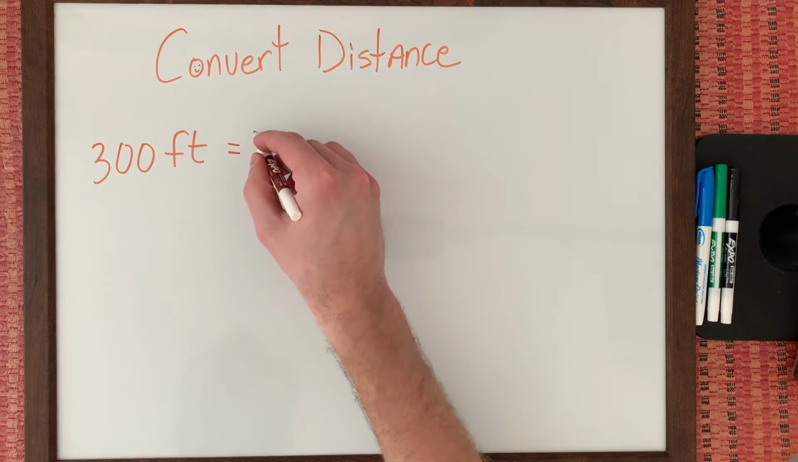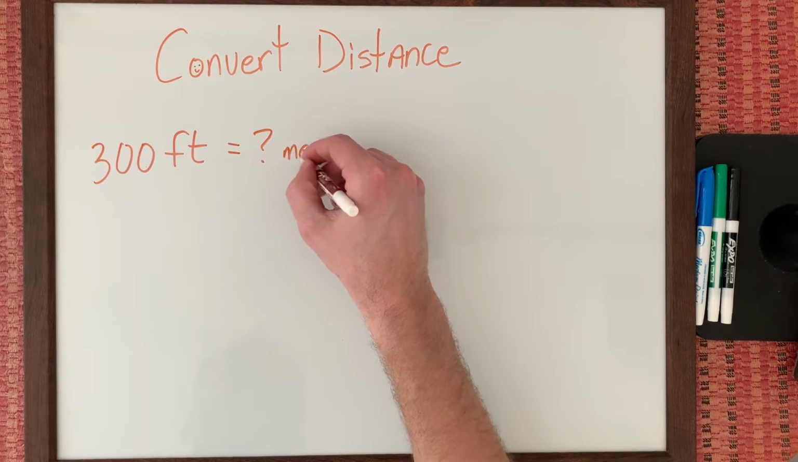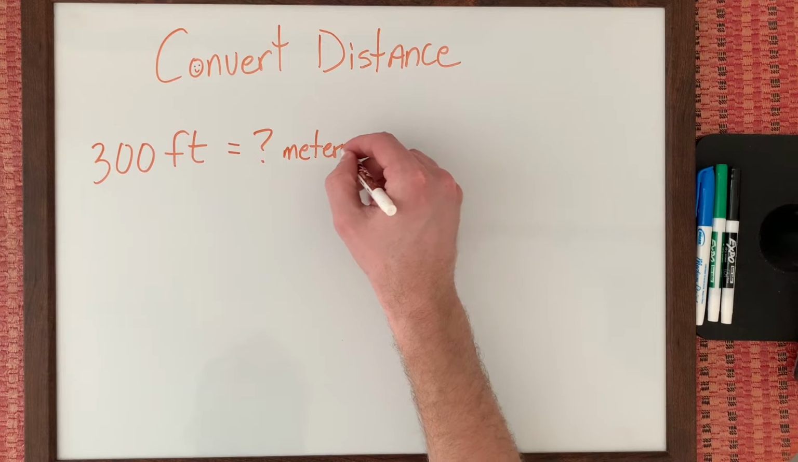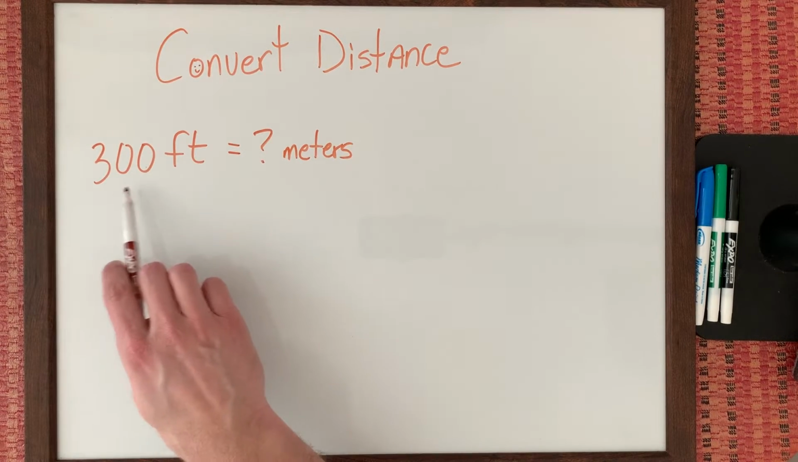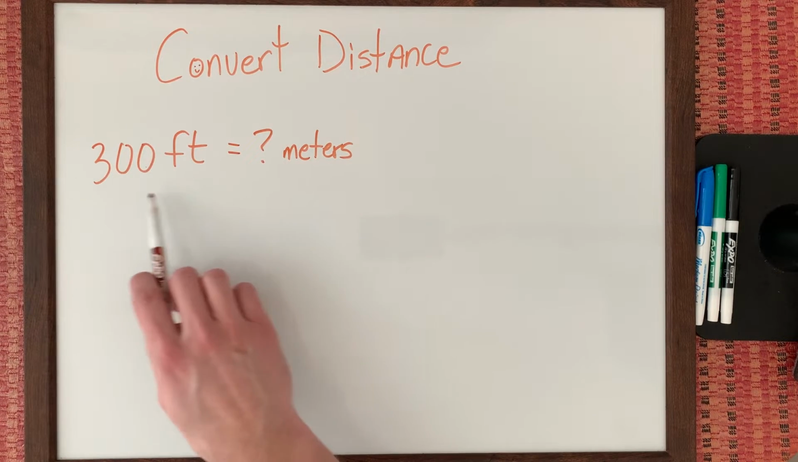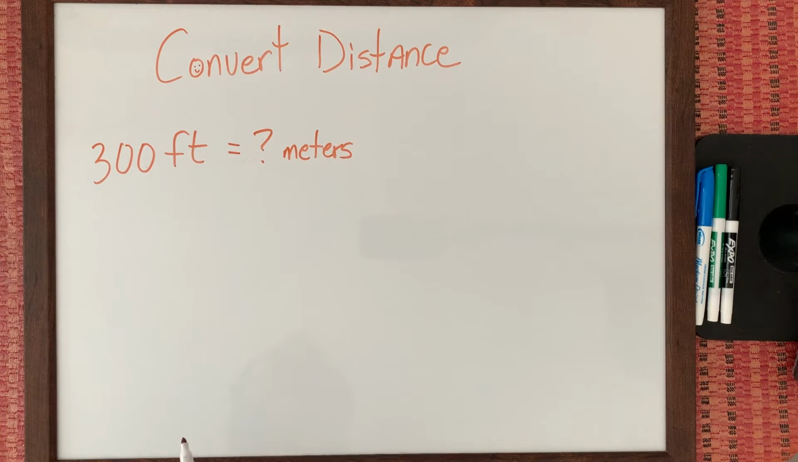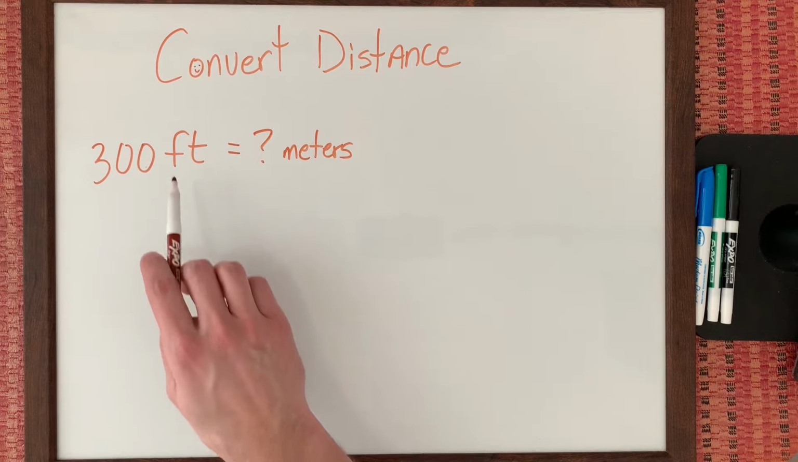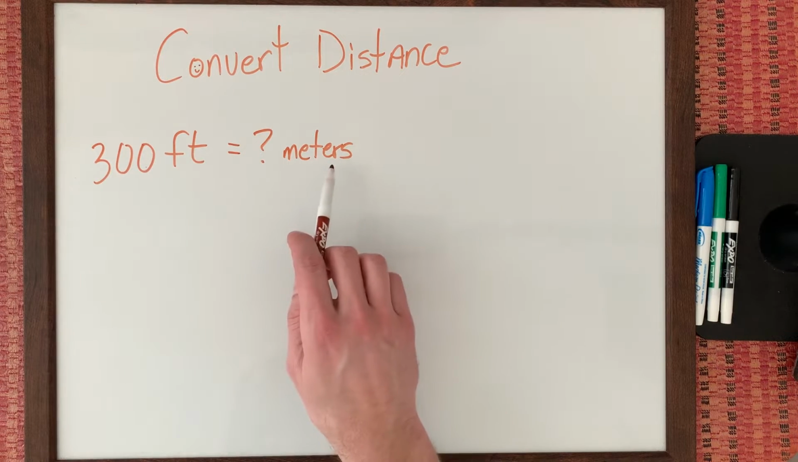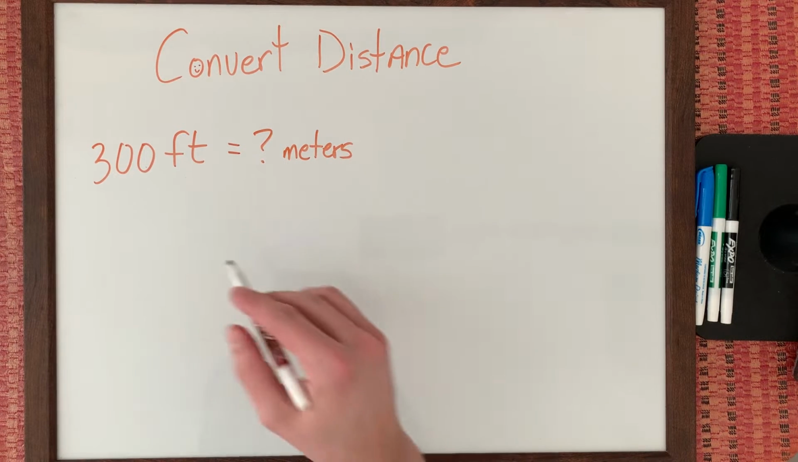Let's go ahead and start today's discussion by answering the question, how many meters is 300 feet? So we're going to go equals question mark meters. Okay, we just had the Super Bowl. A football field is 300 feet long from goal line to goal line. How many meters is that? We want to do a unit conversion. We're going to change from these units measuring feet to these units measuring meters.